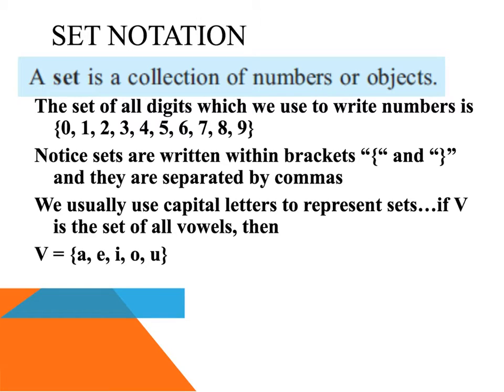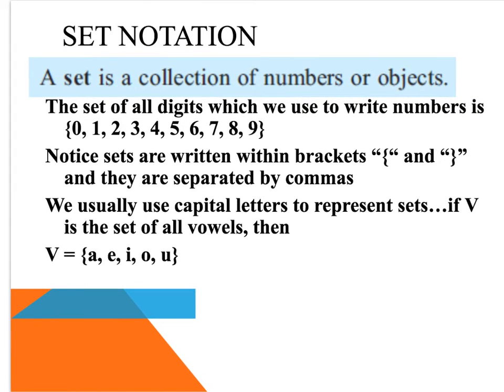Okay, so set notation. A set, as we've already kind of talked about, is a collection of numbers or objects. The set of all digits, which we use to write numbers. So we might write 32, we might write 48, but the set of all digits that we use to write all numbers is 0, 1, 2, 3, 4, 5, 6, 7, 8, and 9. Notice that when we write sets they're put inside brackets, and each element of the set, each member of the set, is separated by commas.